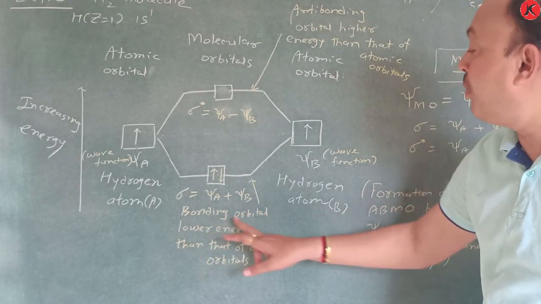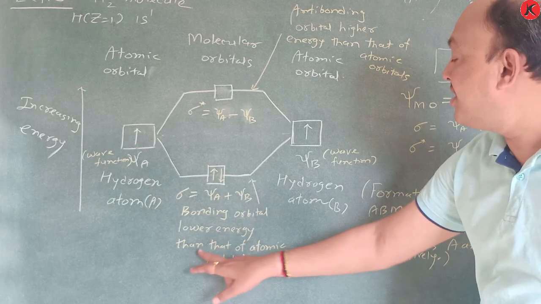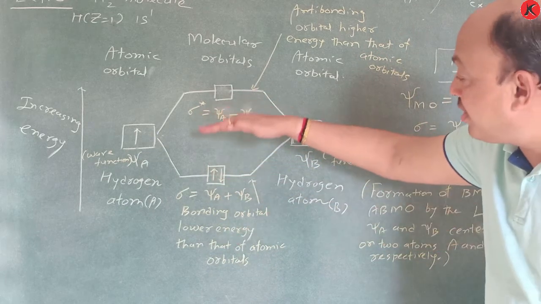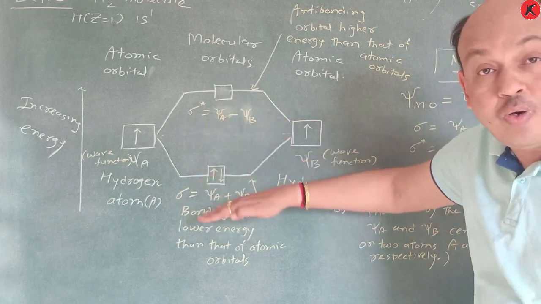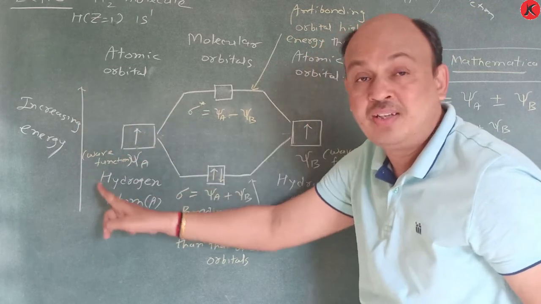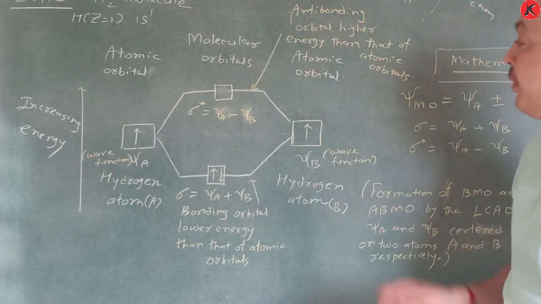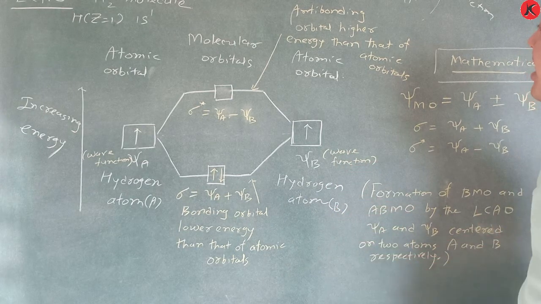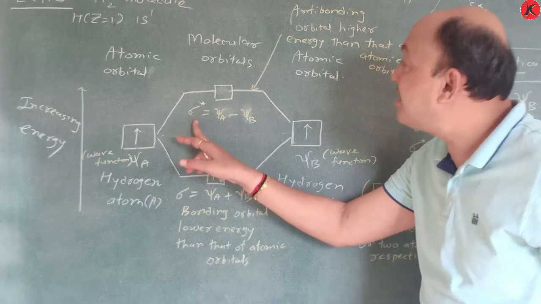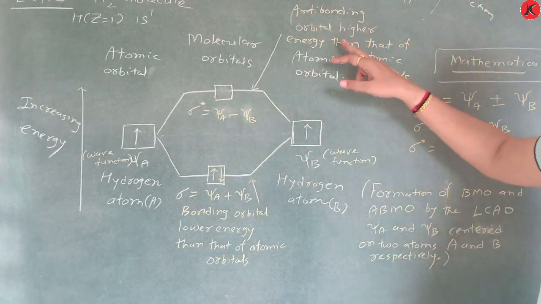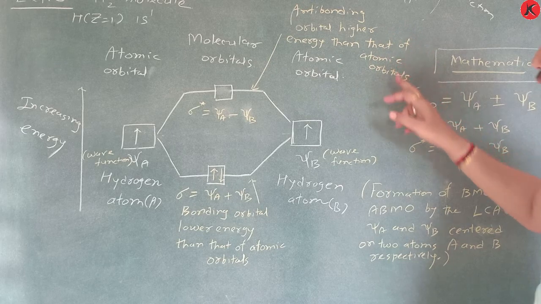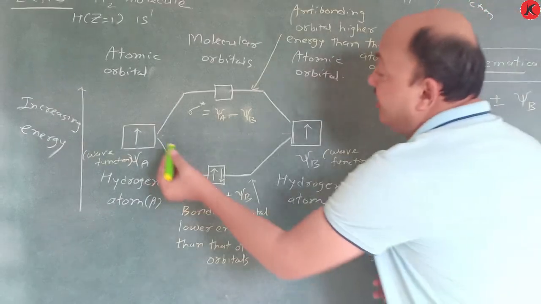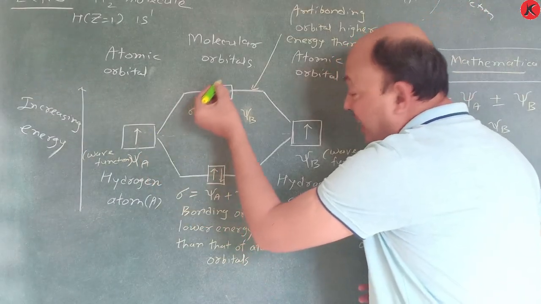It results in a bonding orbital with lower energy than that of the atomic orbital. This is the atomic orbital, and now you see the bonding molecular orbital having a low energy. This axis shows increasing energy. Remember this one. Suppose this is psi A minus psi B, which means subtraction takes place. That results in an anti-bonding orbital with higher energy than that of the atomic orbital. Obviously, from this graph we can see here is lower energy and this is higher energy.